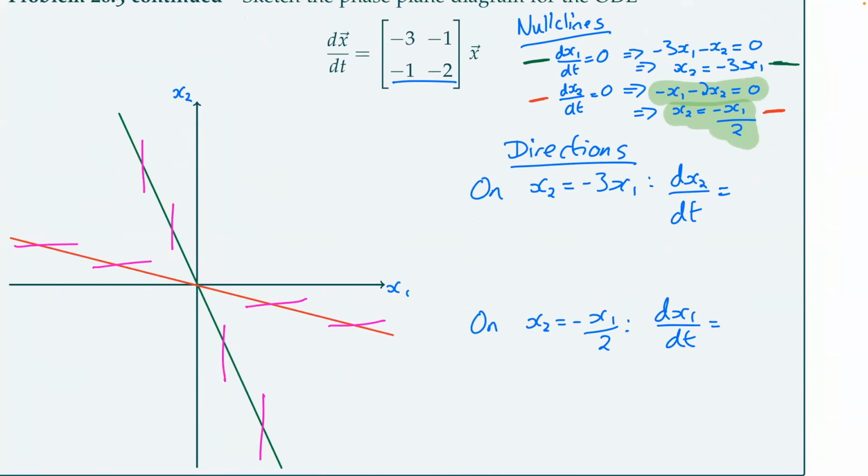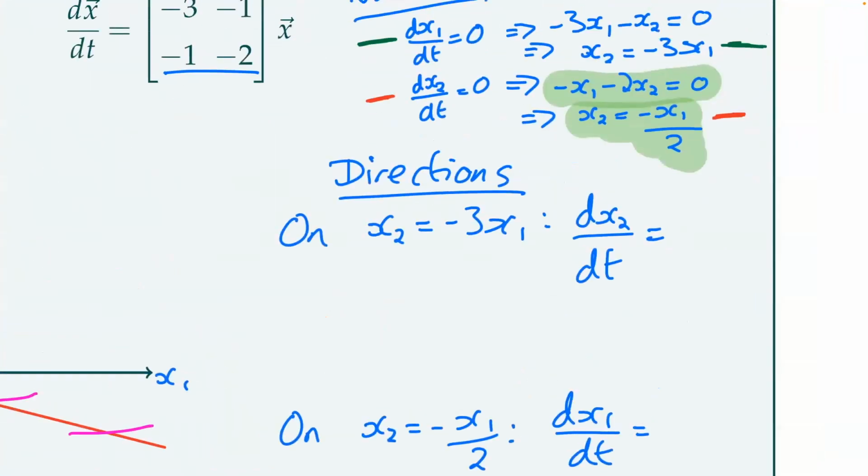So that's when x2 is equal to -3x1. Okay, so the green nullcline, we know we're moving vertically because dx1/dt is equal to 0. So there's no change in my x1 variable, only change in my x2 variable. So dx2/dt is equal to, well, we just expand our matrix. Okay, so what do we have? We had -x1 minus 2x2.